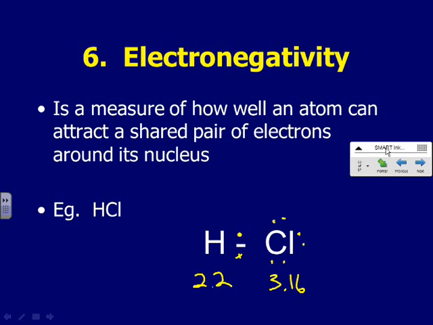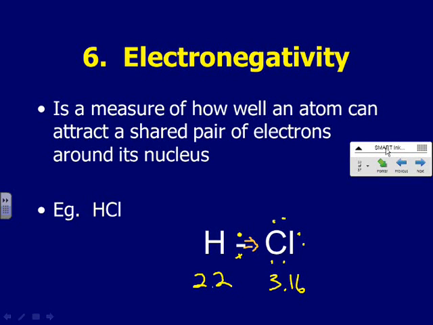All right? And what that does is, in the end, when they go to share, they really can't share because they're pulling. It's a tug of war, and chlorine's a little stronger. So what that does is it pulls the electrons a little closer to chlorine. So the electrons are actually not equally shared. They're unequally shared. So electronegativity is a measure of how an atom pulls on electrons while they're in a bond. Okay?